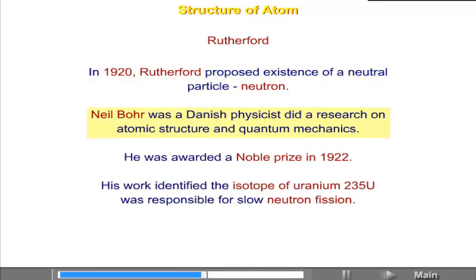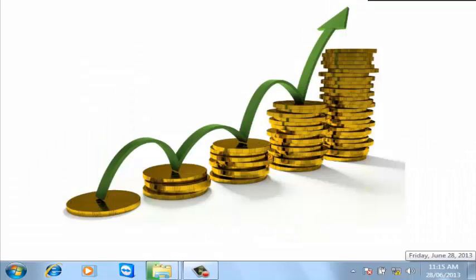Niels Bohr was a Danish physicist, did a research on atomic structure and quantum mechanics. He was awarded a Nobel Prize in 1922. His work identified the isotope of uranium-235 was responsible for slow neutron fission.